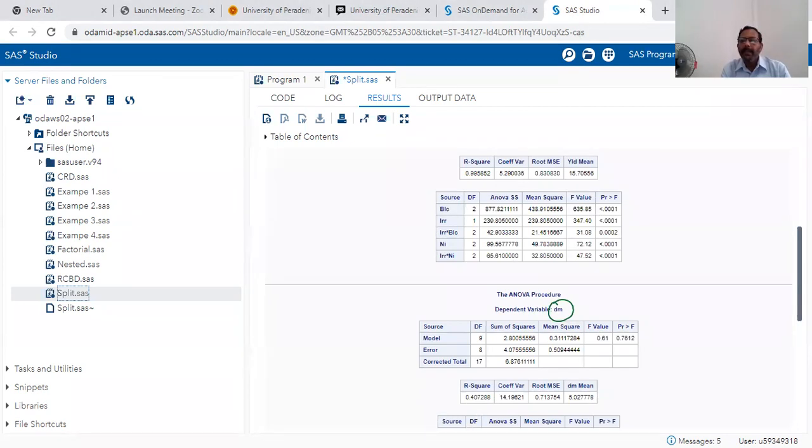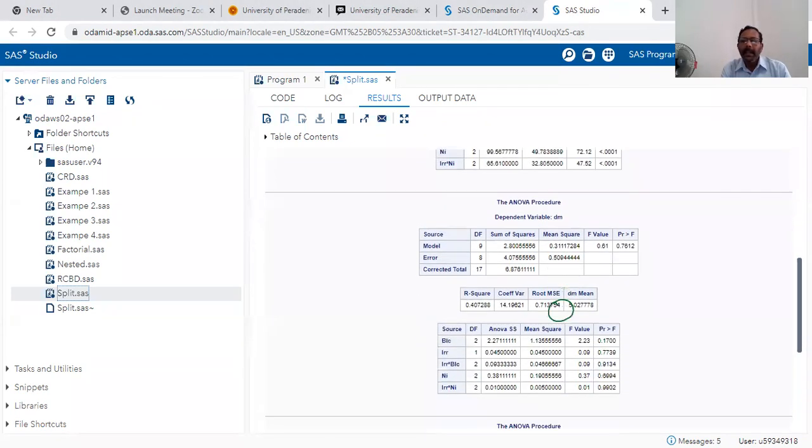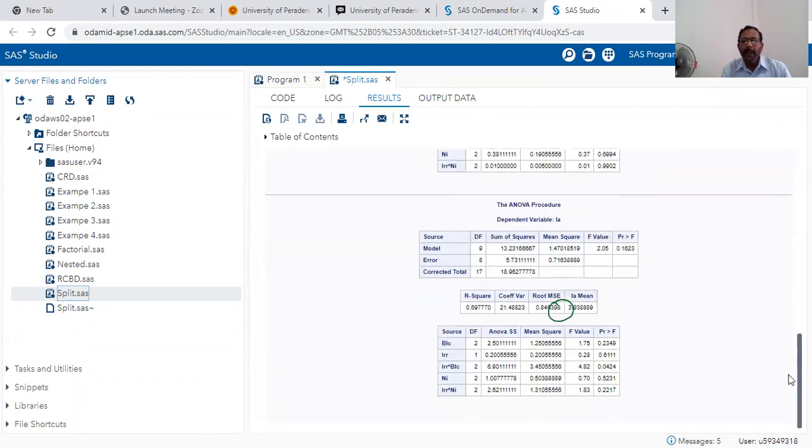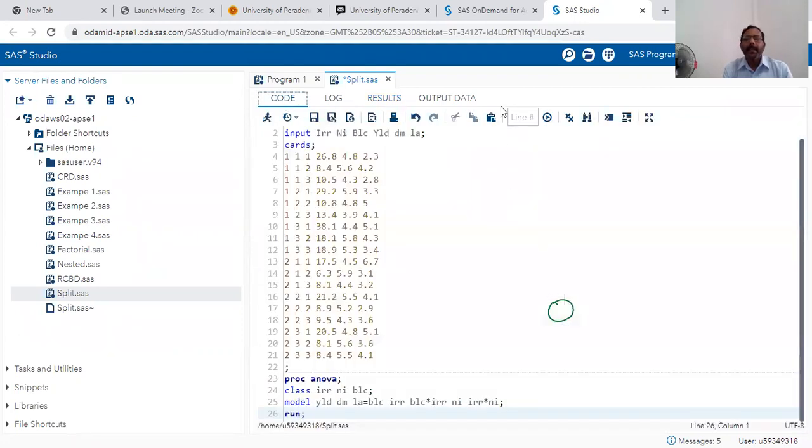Okay. Same thing. The third ANOVA for leaf area. I put LA, leaf area. You see? So in one shot, you can do the ANOVA for everything. You don't need to do it one by one. In one shot, you can do it. So what did I do here?